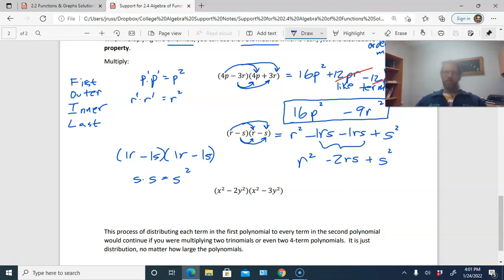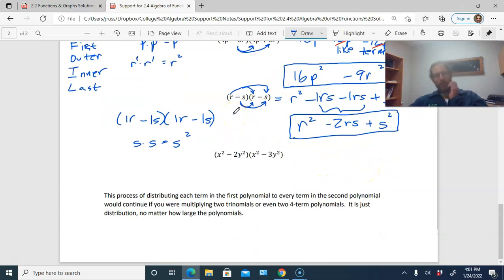Okay, so this is our result. And this, by the way, is a trinomial. It's got exactly 3 terms. So multiply these two binomials and we get this trinomial right here. Alright, now let's do one more. This last one in which we're multiplying two binomials again. So we'll do it the same way.